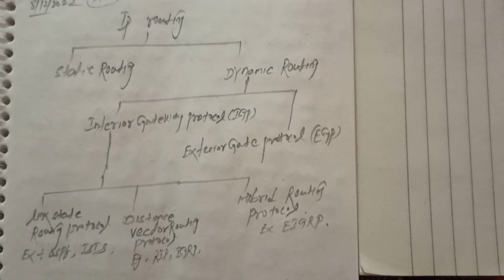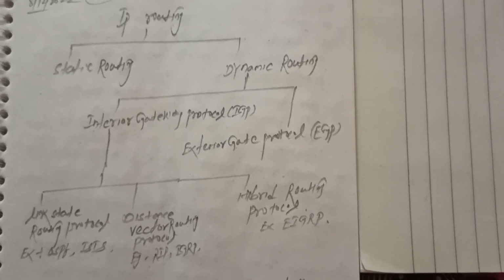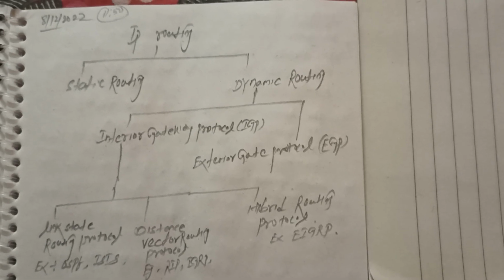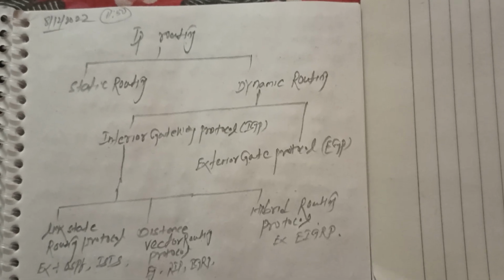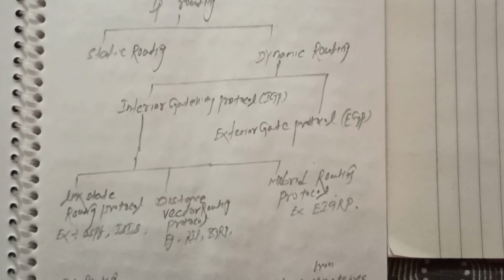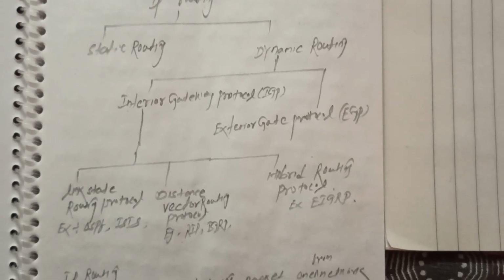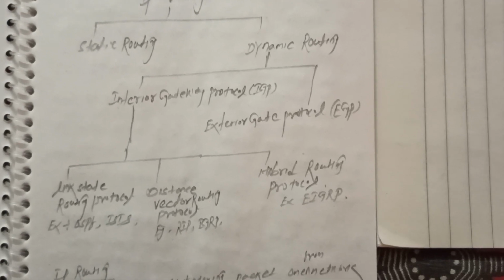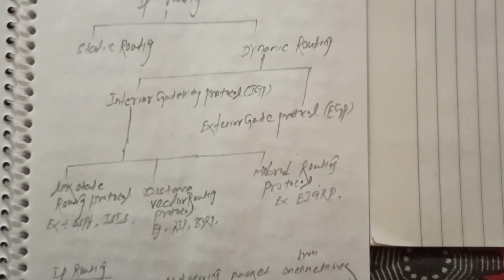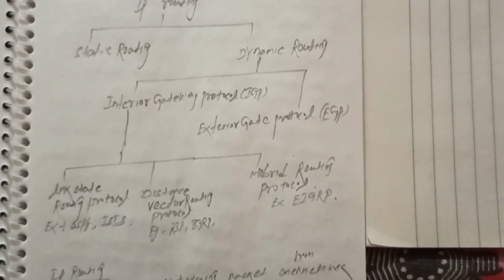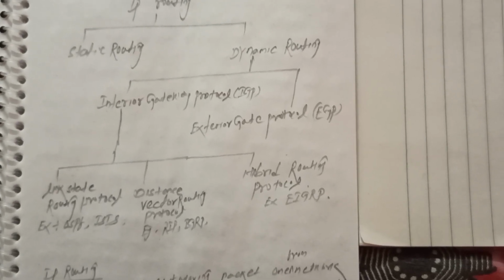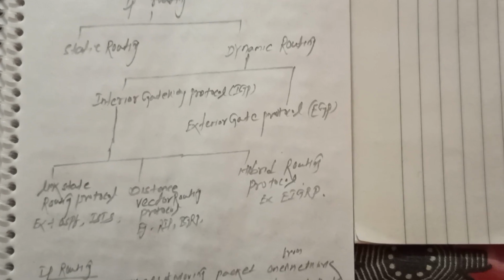Sorry to say, it is not distance routing protocol. Actually there are two types of routing: static routing and dynamic routing. What is static routing? Static routing is a method which needs to be done manually, updated manually, and configured manually on the router by the administrator.